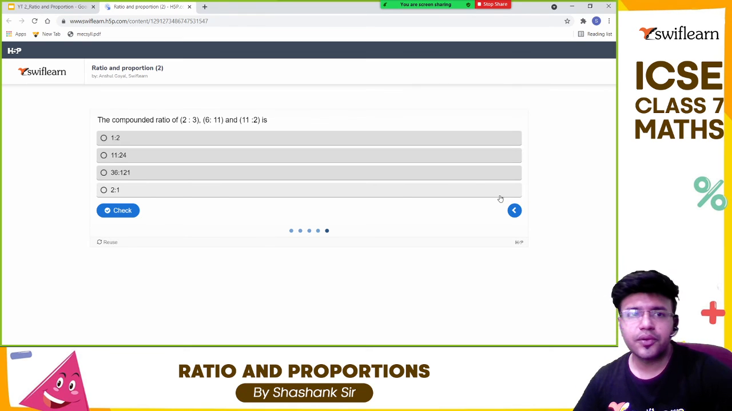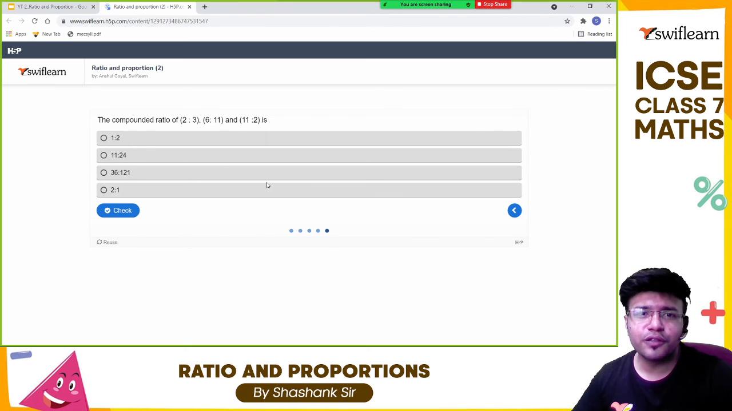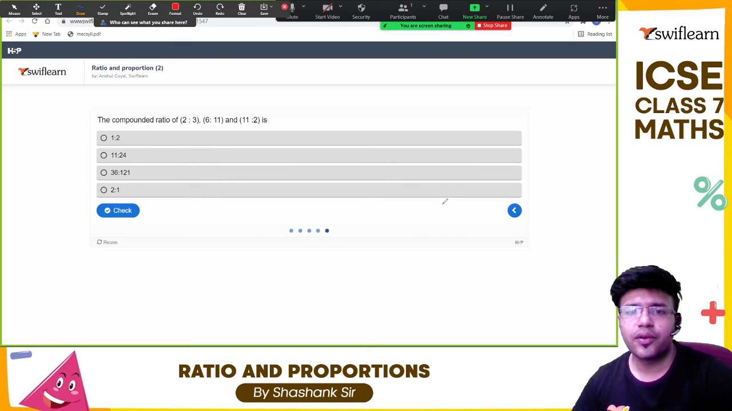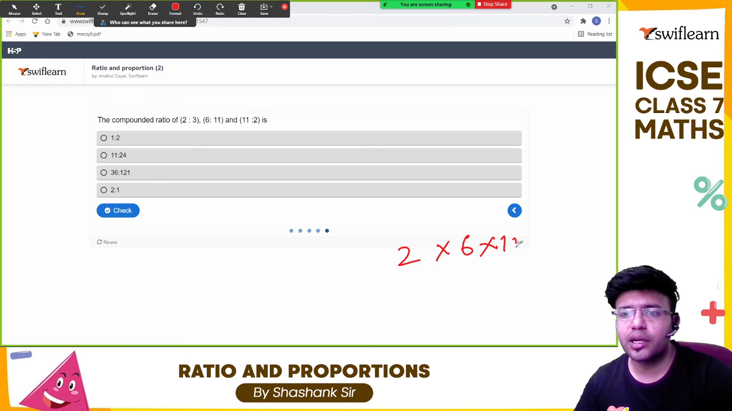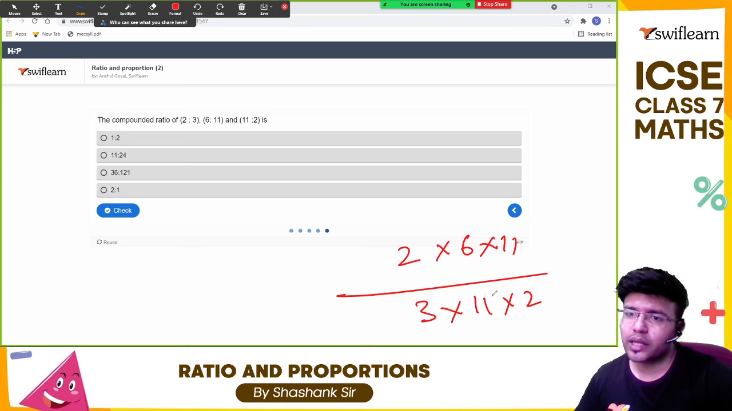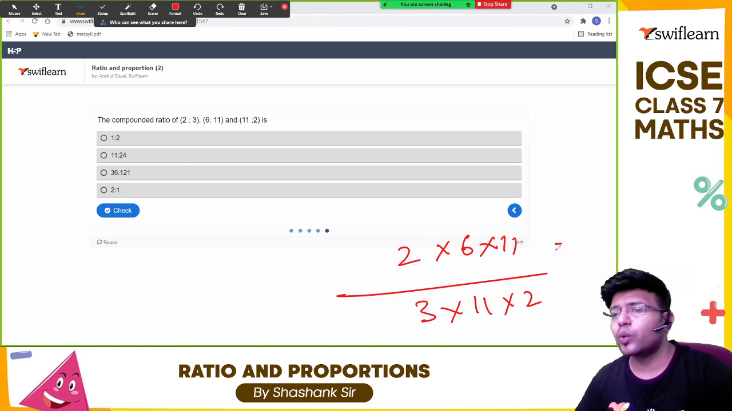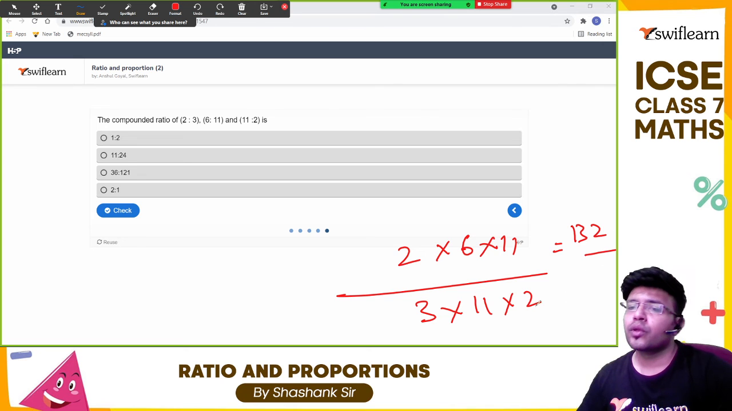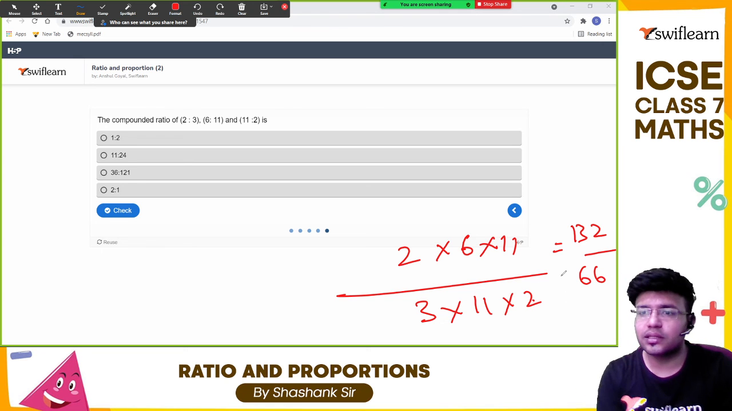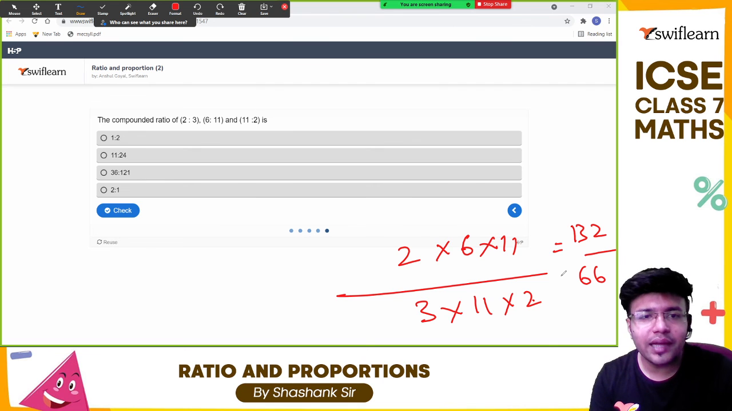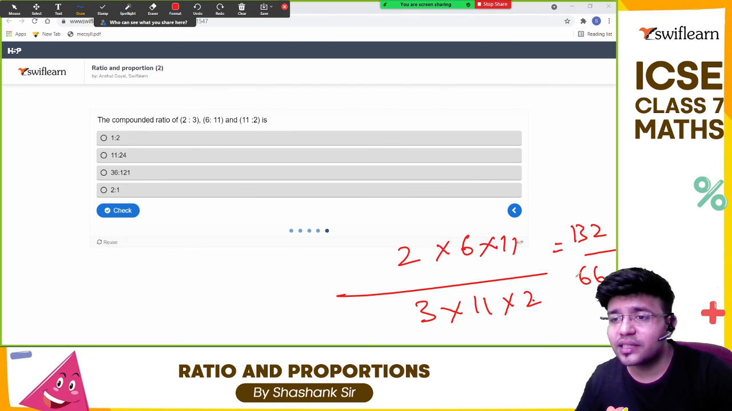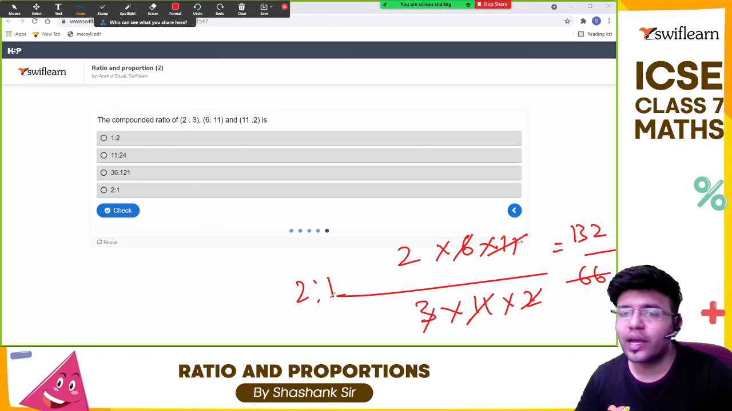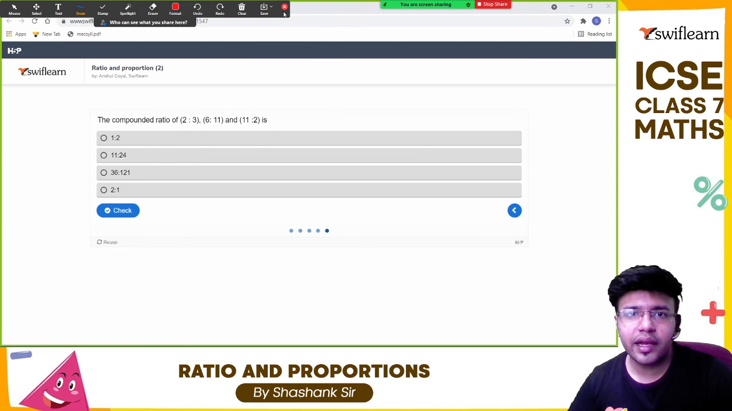Yes. The compound ratio of this is 2 into 6 into 11, product of all antecedents divided by product of all consequents. 2 6s are 12, 11 12s are 132. Okay, 3 2s are 6, 11 6s are 66. Okay, so 132 by 66. Can we simplify this? Yes. 11 6s, see, 6 6s. So 2:1. Do we have 2:1? Yes. This is the answer.